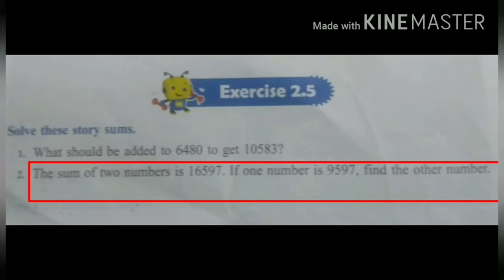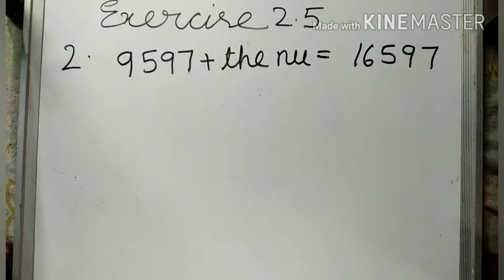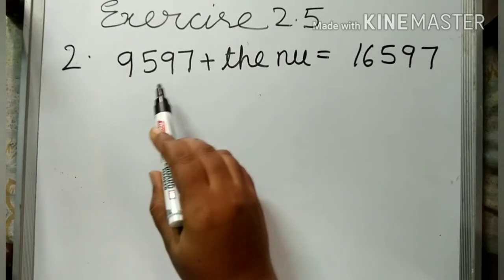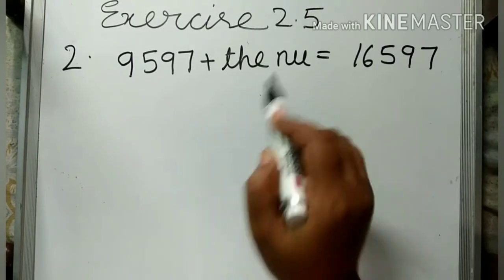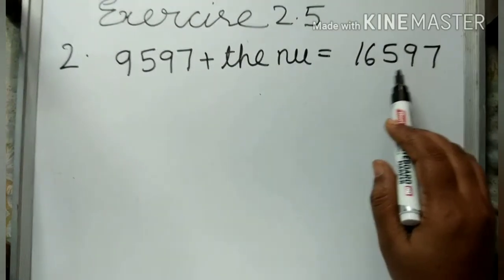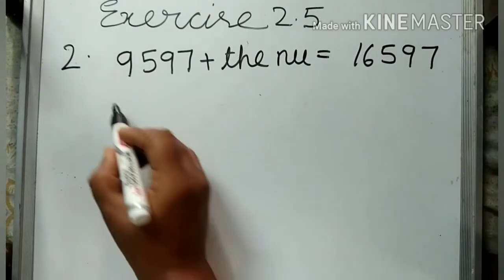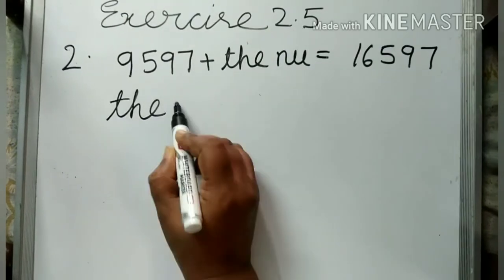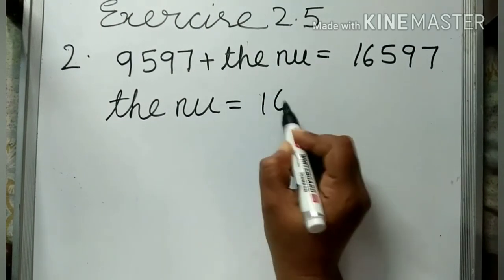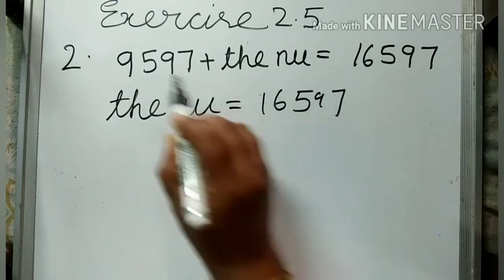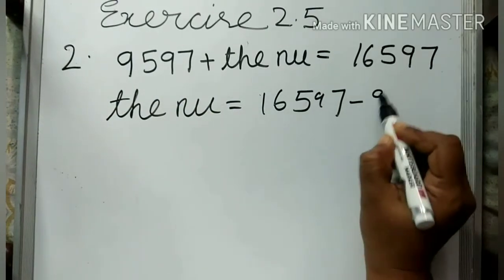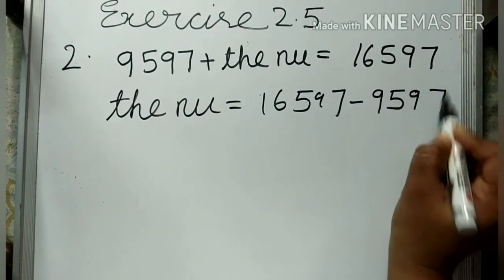Question number 2 is the sum of two numbers is 16,597. If one number is 9,597, find the other number. So according to the question, first number is 9,597, second number we don't know and the answer is 16,597. So how we find the number? First we write the number and then 16,597. We shift this number this side so it will become negative form.